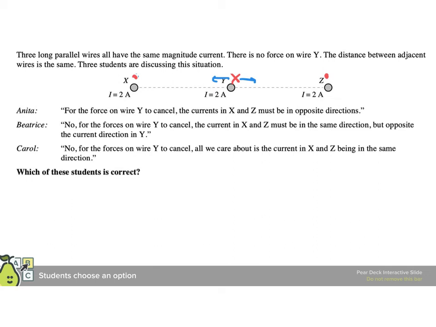But then we can test Carol and say, well, what if Y had been outward as well? Then X would attract, and Z would attract, and it would cancel again. So it turns out that as long as X and Z have the same direction, it doesn't matter which way Y is going, i.e., Carol was correct.